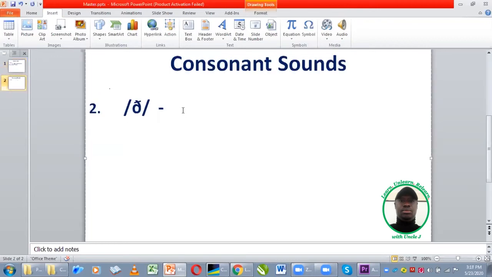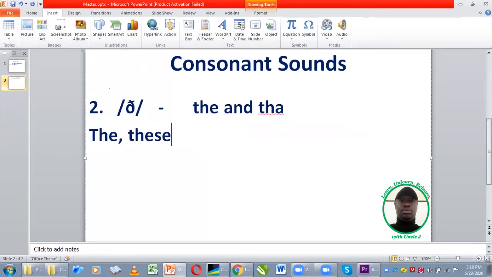This sound is pronounced /ð/, and it is found in most words with the letters THE and THA. Examples, you have the, these, that, then.